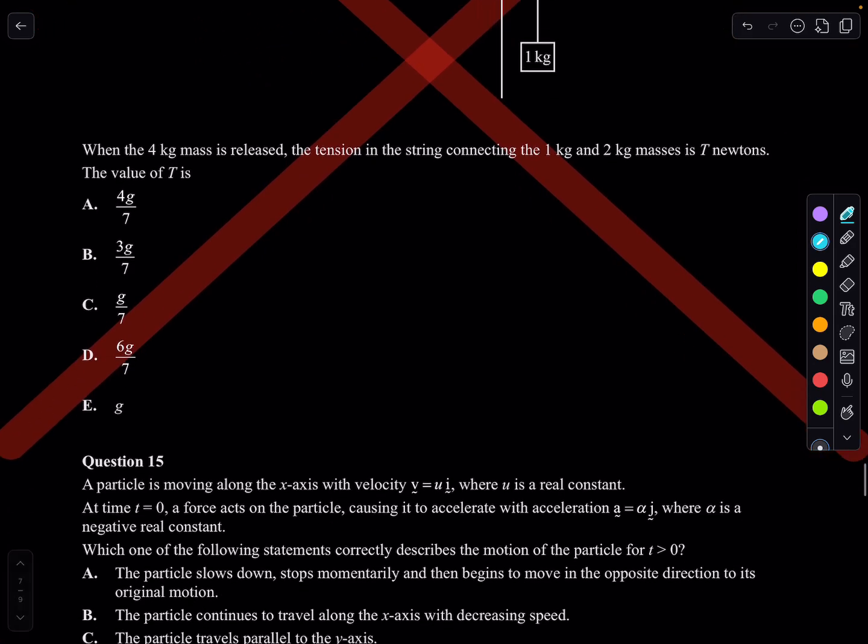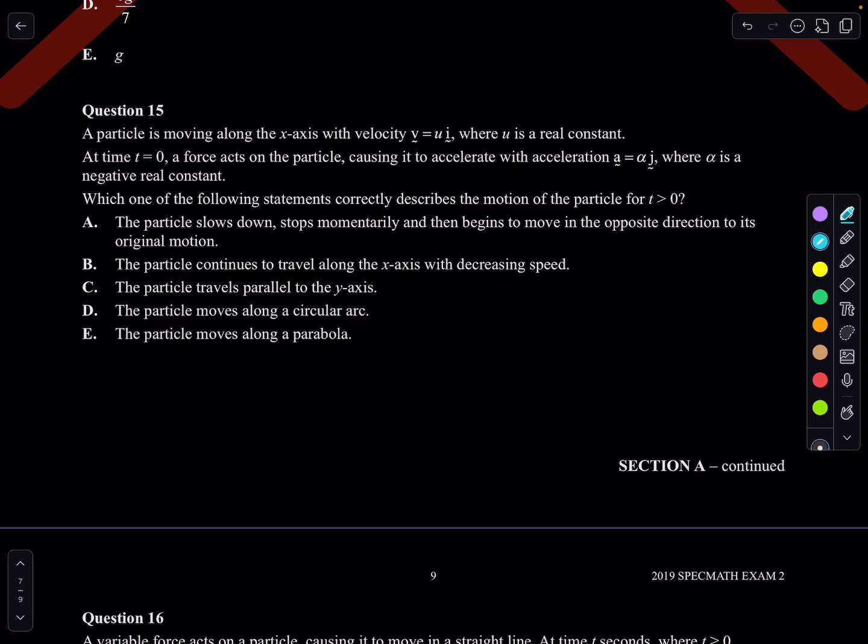I skipped this question again, not on the study design. Mechanics is taken out. Question 15. Let's have a try at this. A particle is moving along the x-axis with a velocity of this, where u is a real constant. At time t equals 0, a force acts on the particle, causing it to accelerate with the acceleration of this, where alpha is a negative real constant. Which of the following statements correctly describes the motion of the particle for t greater than 0?